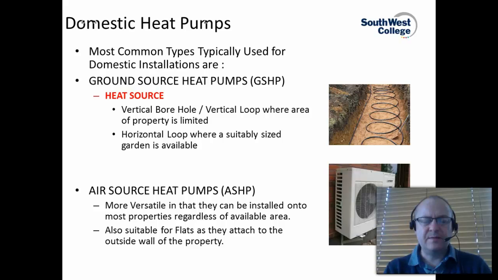The other common type of heat pump used for domestic installation is what is known as an air source heat pump, and you can see a picture of the one in the bottom right hand corner here. The air source heat pumps are more versatile in that they can be installed onto most properties regardless of available area outside, and they extract their heat from the air. They're also suitable for flats, and as they attach to the outside wall of the property, are quite easy to retrofit onto the building.